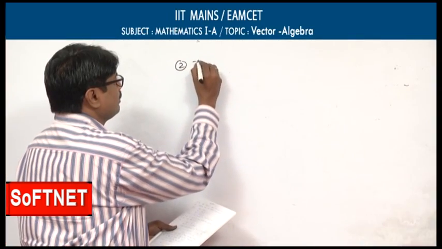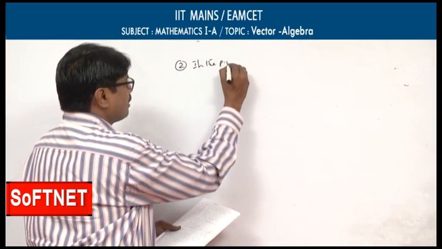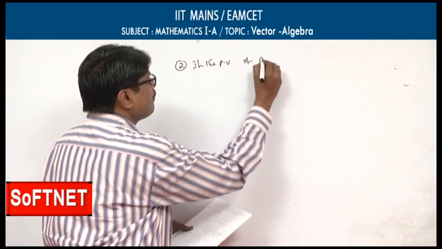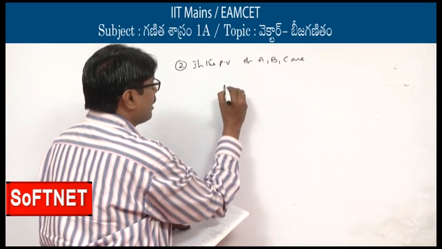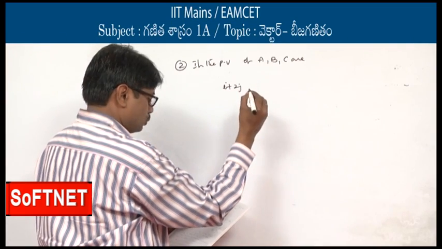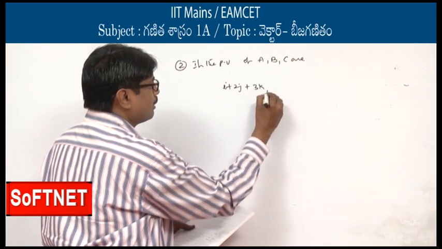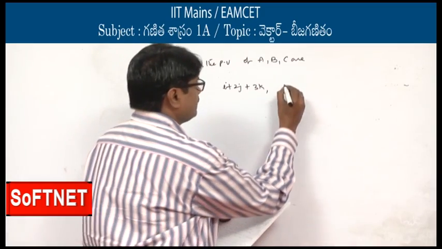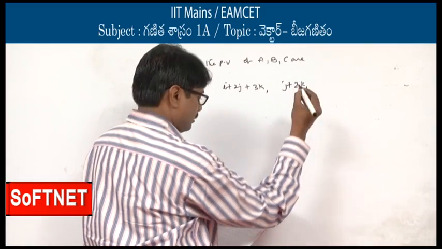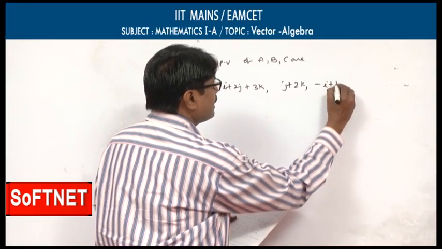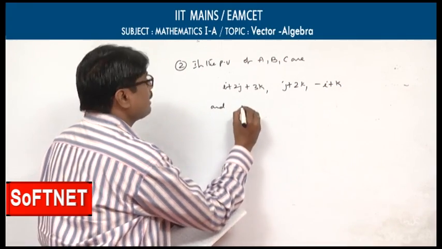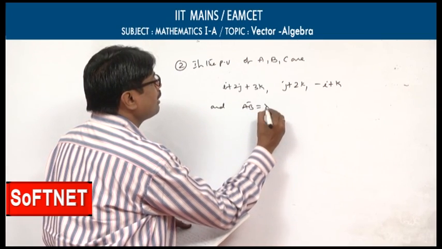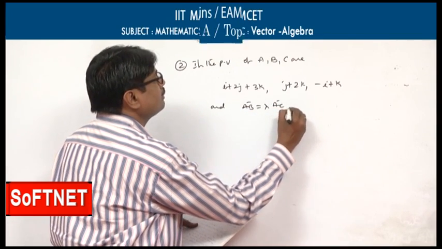If the position vectors of 3 points A, B, C are I bar plus 2J bar plus 3K bar, J bar plus 2K bar, and minus I bar plus K bar, and they satisfy AB bar is equal to lambda times AC bar, then tell me lambda.